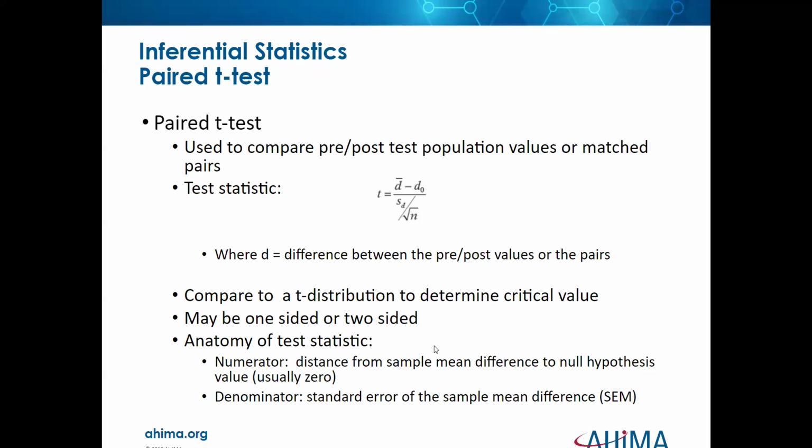The paired t-test is used to compare pre- and post-test populations or matched pairs. So in other words, we want to determine what the critical value is, and it could either be one-sided or two-sided.